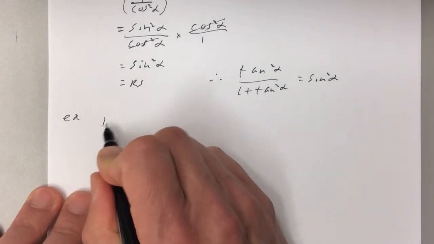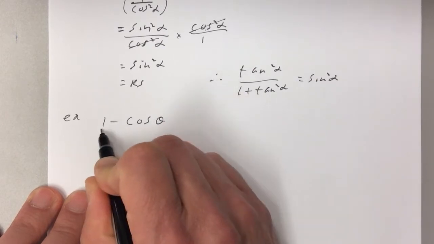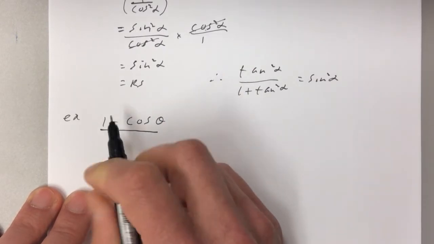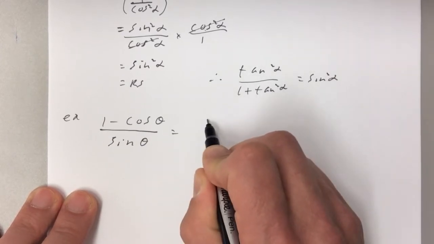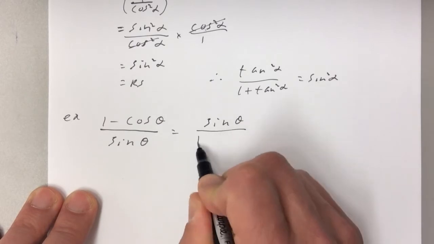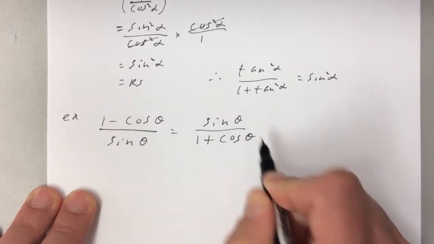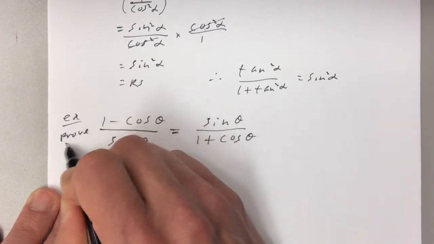How about (1 minus cos theta) over sine theta equals sine theta over (1 plus cos theta). So you want to prove that.